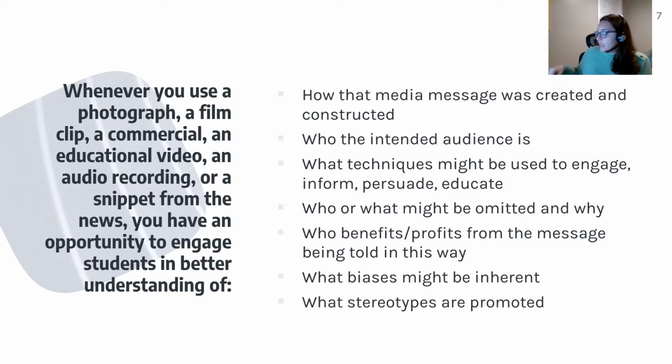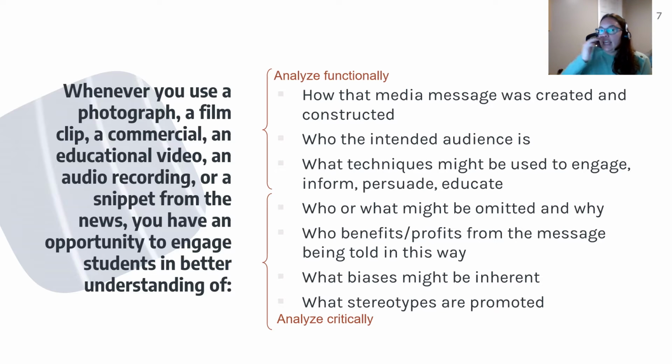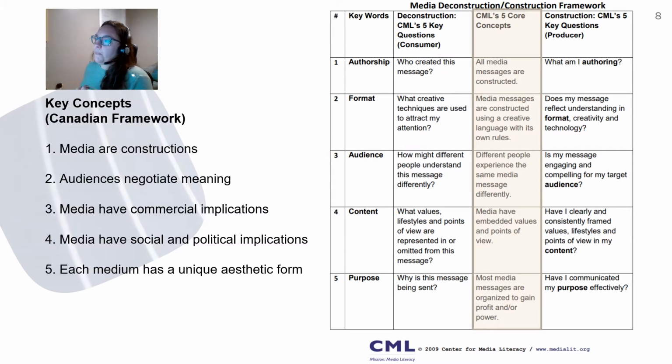And to link all these to multiliteracies, the first three of those questions will fall into what we call analyzing functionally, analyzing what a text is doing functionally, and analyzing critically will be the other four questions. So just to bring that little connection to multiliteracies.